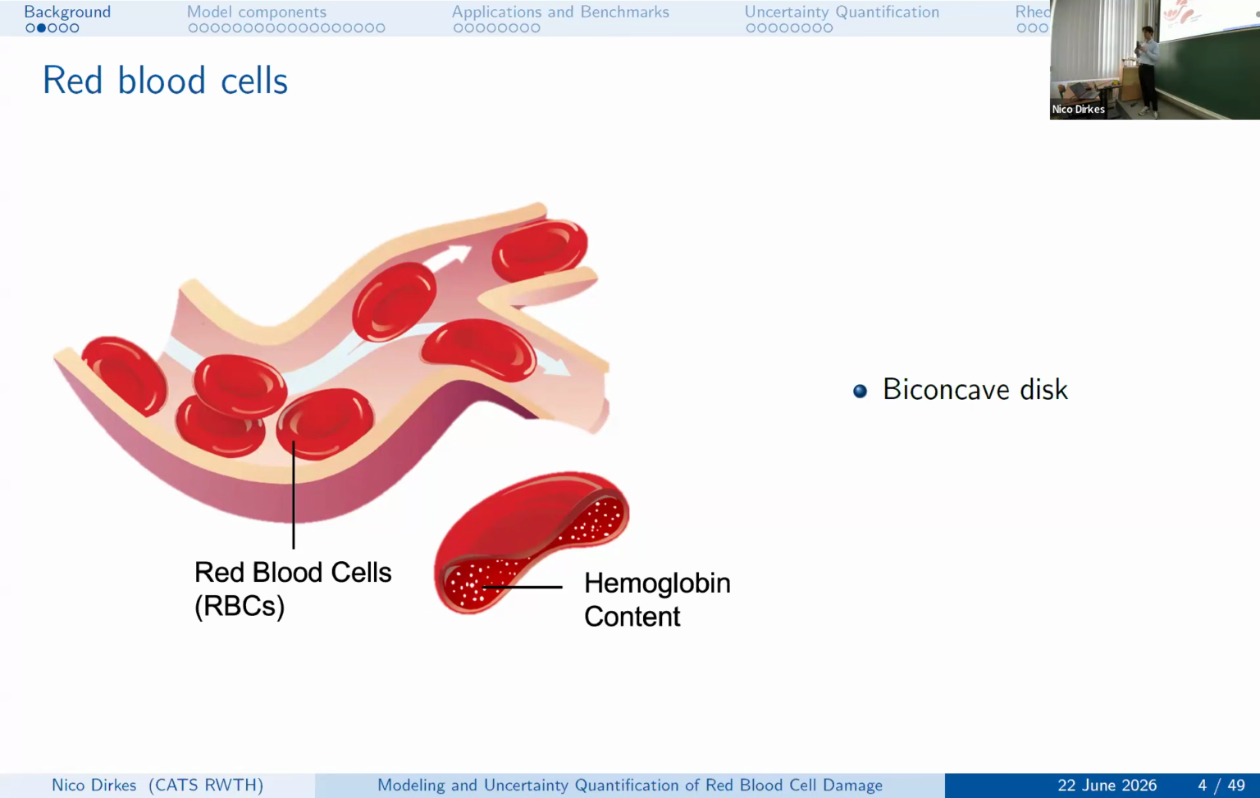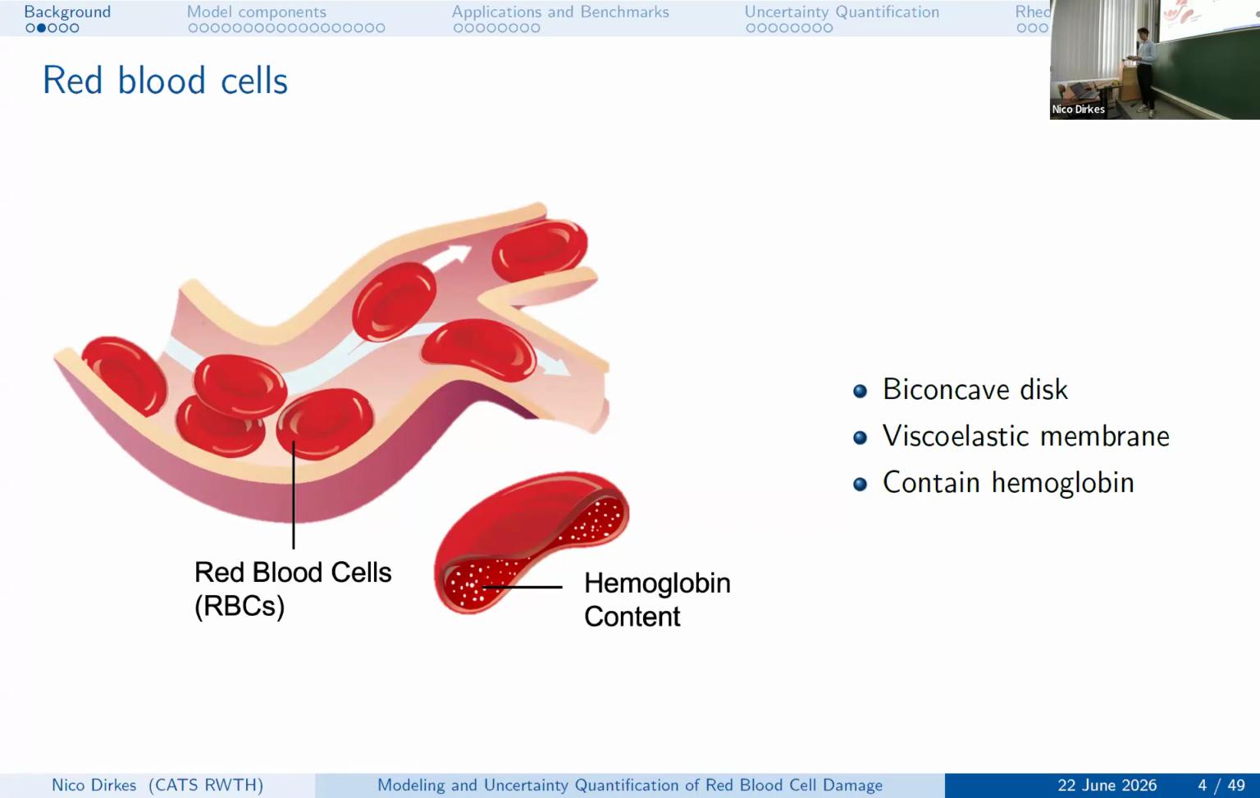And they contain hemoglobin within. So there's some viscoelastic membrane around the hemoglobin. Then within the cell is this fluid, which is called hemoglobin. Now, generally, this hemoglobin is contained within the cell, and so it should not be present in the free bloodstream.